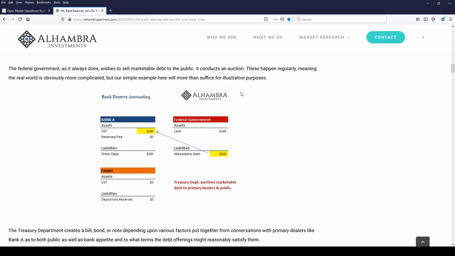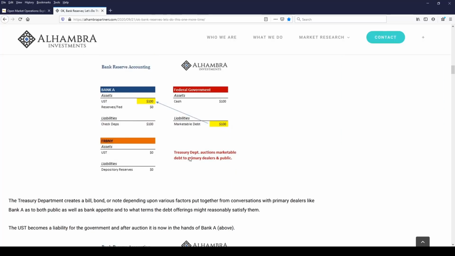So as we scroll down, the first process is the Treasury Department is going to auction marketable debt to the primary dealers and the public. And so they're going to issue Treasury bills, notes or bonds, and the banks are going to buy some of them. Now, the banks aren't the only bidders at the auction, but for this process, they're the only ones that matter. So the banks are going to buy some of these Treasury securities at auction. And in this example, we're going to use $100.